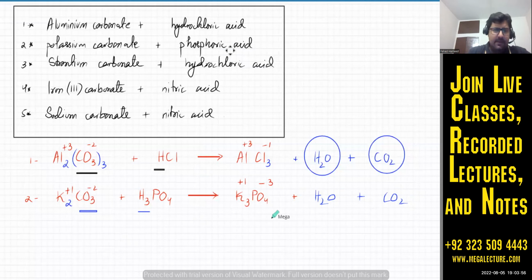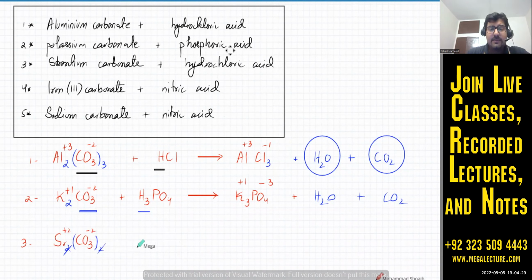Or the third one, strontium carbonate. So let's do that quickly. Number 3. Sr, if you look at the periodic table, that's group 2. Group 2 is +2. Strontium carbonate. Carbonate is -2. In this case, you don't have to do crisscross. This will be 2 and this will be 2. But I told you that the ratio has to be the simplest ratio. So 2:2 will actually turn into 1:1. So you don't really have to do crisscross.